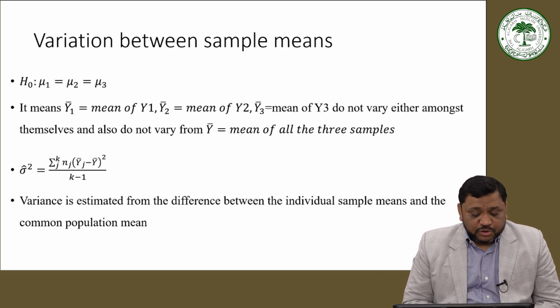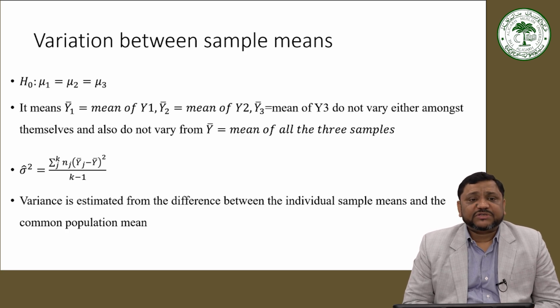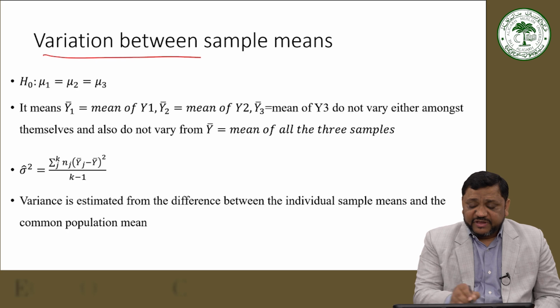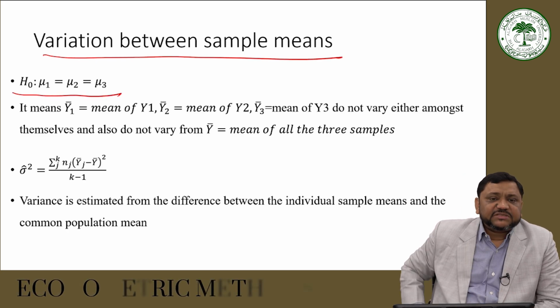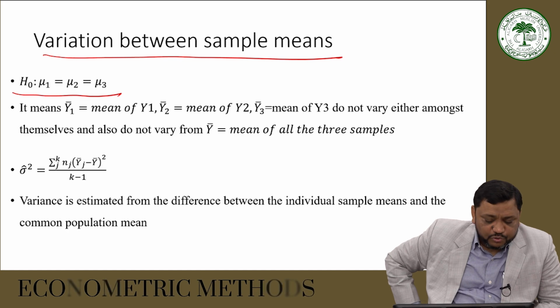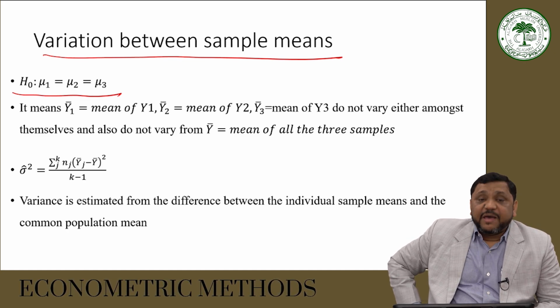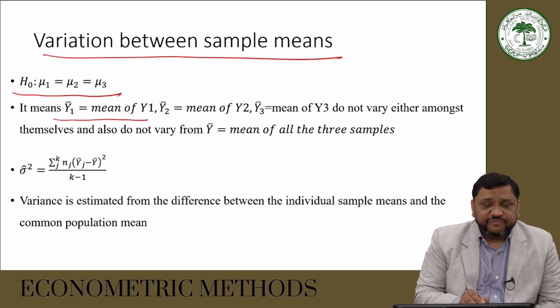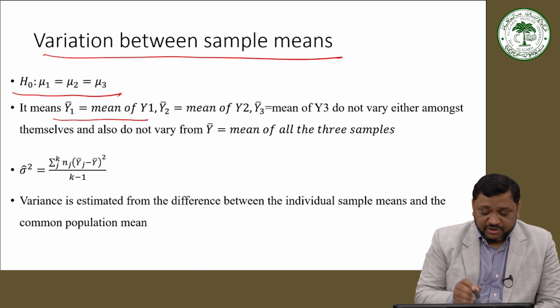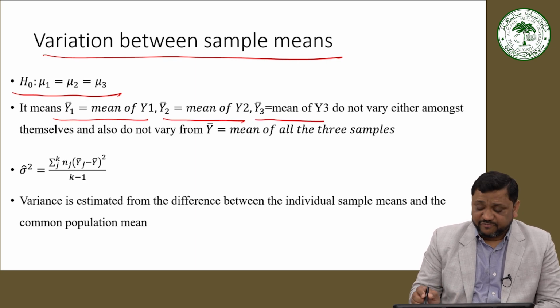Now, the variance. We are going to estimate the variation between the sample means. The null hypothesis is mu1 is equal to mu2 is equal to mu3. Why are we referring to mu? Because a hypothesis is always about the population. Now y1 bar is the mean of y1, y2 bar is the mean of y2, and y3 bar is the mean of y3.